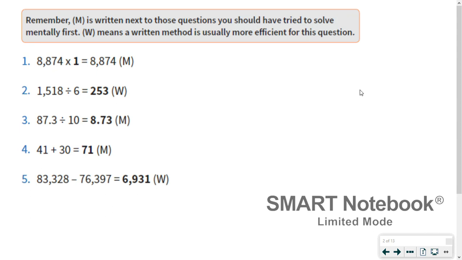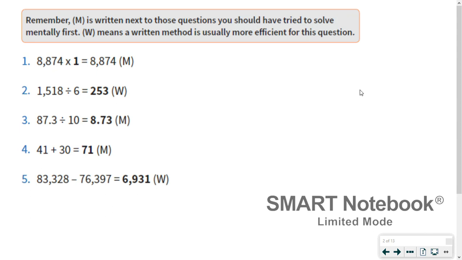So the first one, 8,874 times something gave us 8,874. For the same number to be equal, we had to times it by 1. So that says m because it was mental. We could do that one in our heads probably. The next one, 1,518 divided by 6. You could have a quick think about it, see if you could do it mentally. There isn't a quick way to do it, so I would very much suggest that was a written method, probably bus stop.